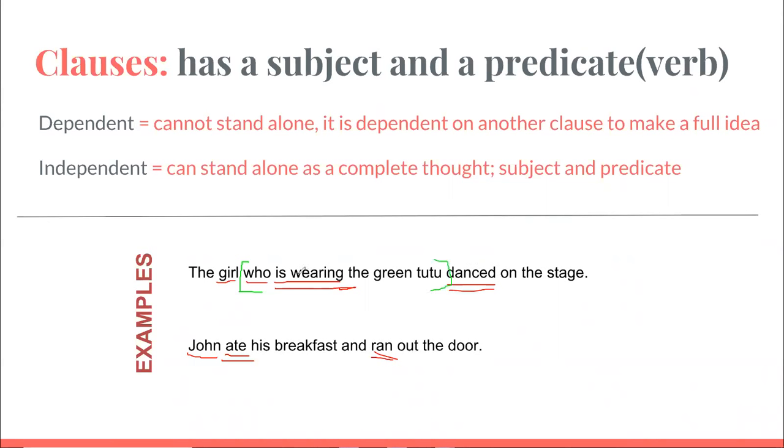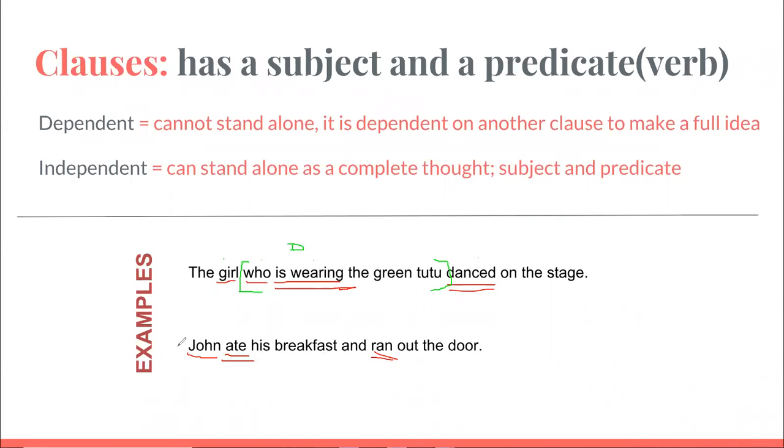So the part in brackets is dependent because we have that relative pronoun, and this whole thing in the green brackets is describing the girl. But we could say the girl danced on the stage. That is an independent clause because it's a complete thought and it has a subject here and a predicate there. Who is wearing the green tutu is not a complete thought. So this would be your dependent clause.